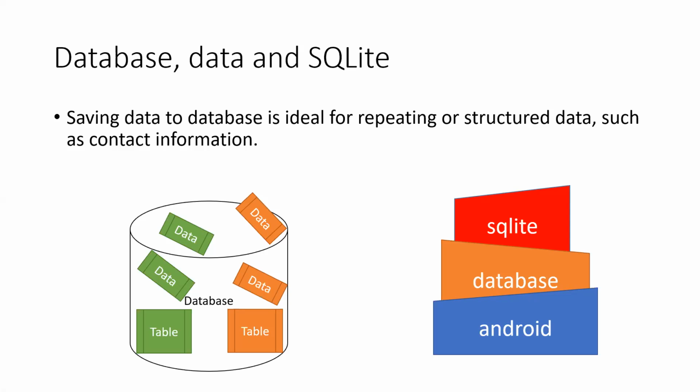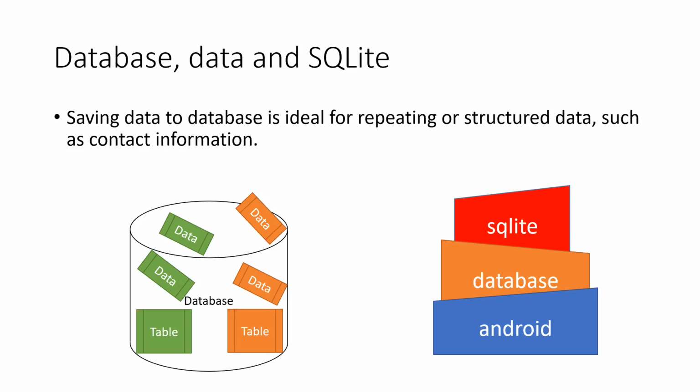So in order to access or maintain this kind of data, you have an SQLite package, which is stored inside the database package, which is further down in the Android package. Saving data to a database is ideal for repeating or structured data. If you have data which is recurrent, for example, in your Android application you have multiple activity screens, and on those screens you want some data which is persistent across all these screens. That's a kind of repeating data. So it's better to store the data inside the database.